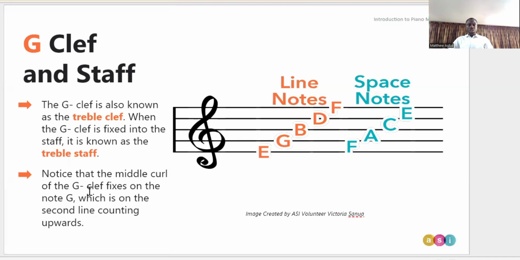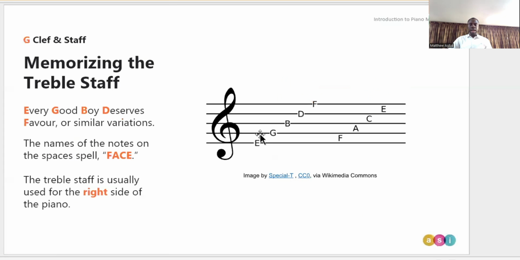Notice that the middle coil of the G clef is fixed on the note G. So if you want to draw the treble clef, it starts on the second line. You draw it, move up and then down like an umbrella handle. So the middle coil is fixed on the note G, which is the second line counting upward. So we look at the lines and the spaces, the names of the notes on the lines and spaces, the letter names. We have E, G, B, D, F, and here, F, A, C, E. So we'll talk about that in our next slide.